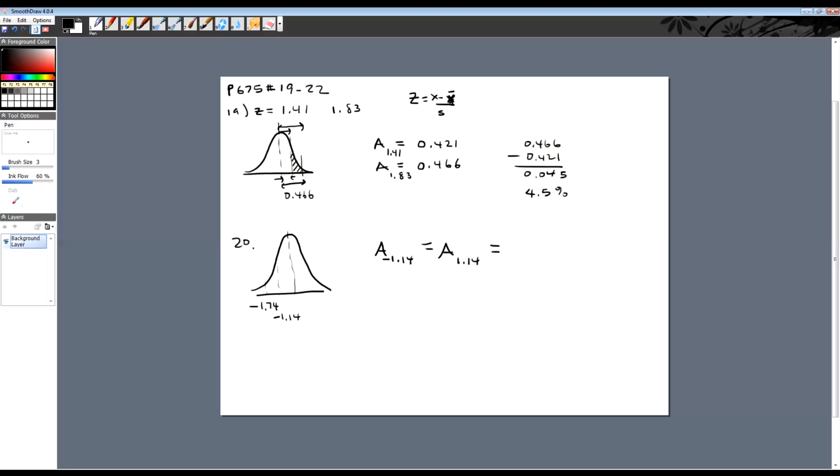So a z-score of 1.14 gives us an area of 0.373. Similarly, the area for a z-score of negative 1.74 is the same as the area of a z of 1.74, and that gives us 0.459. Now, if we're supposed to calculate the area between these two z-scores, once again, the table gives you the area between the mean and that z. So we look at the larger z-score's value, 0.459, subtract 0.373, so 0.086 or 8.6%.